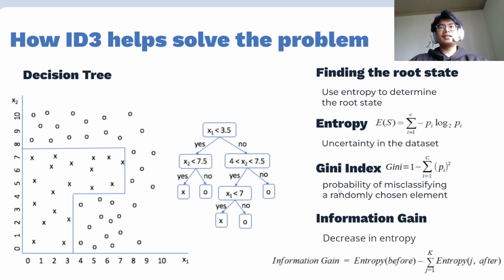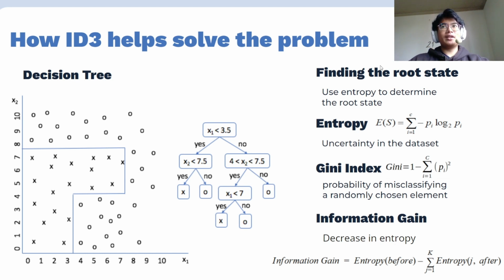Next is the gain index. It is just the probability of misclassifying a randomly chosen element. And this is the formula: 1 minus sum of probability squared. Next up is the information gain, which is just the decrease in entropy. So the information gain formula is info gain equals entropy before minus entropy after. So the higher the information gain, the better it is for the decision tree, as the decrease in entropy is higher.